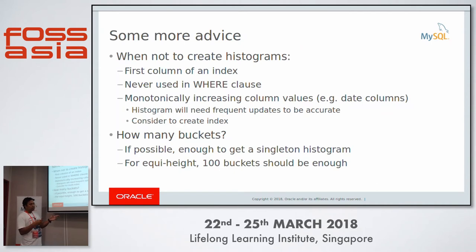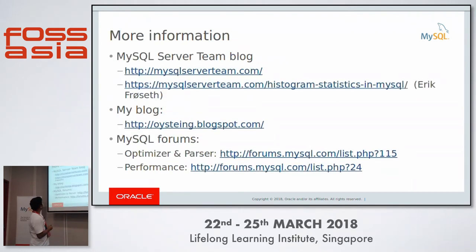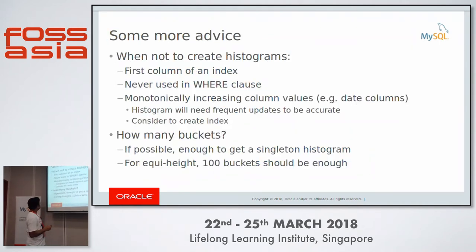Because if you have an equi-height histogram and your value is 1, then you'll have to scan through that histogram and find out again. And if your data is getting updated very frequently, then you would probably not want to create a histogram.